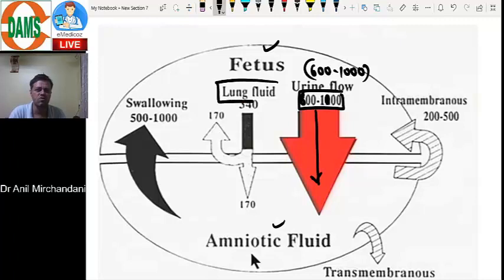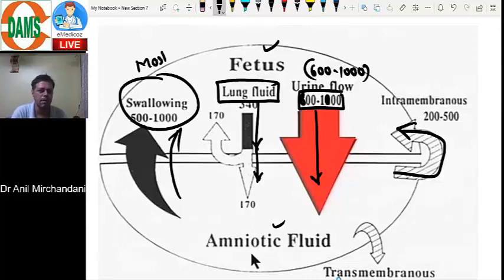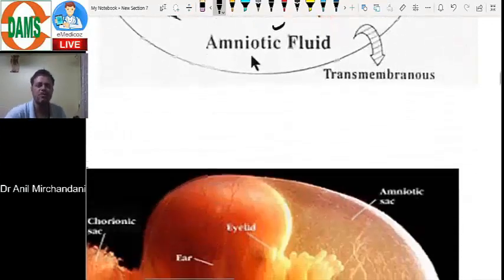Second most important source would be lungs. Lungs will provide amniotic fluid. Okay, swallowing will be the drainage mechanism. Swallowing will drain it. Intramembranous transfer will drain it. So swallowing is most important drainage mechanism. Yeah, guys, girls, if there is a fault in swallowing mechanism, there will be polyhydramnios. If there is a fault in urine formation, there will be oligohydramnios. This is as simple as that. So this is about the formation and the drainage of amniotic fluid.